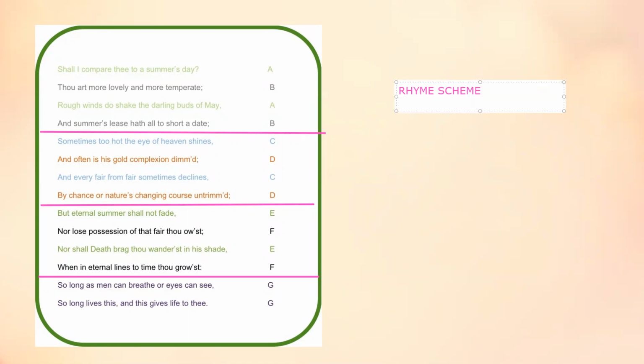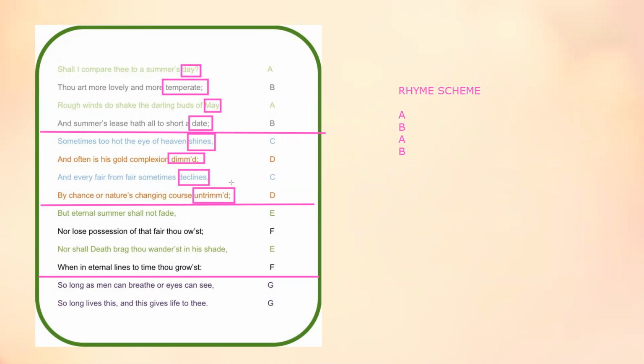Our rhyme scheme for the first stanza is A, B, A, B. For the second stanza, it's C, D, C, D. Third stanza, E, F, E, F. Basically, what that means is that the last words of lines 1 and 3 and the last words of lines 2 and 4 rhyme with each other. So day rhymes with May, temperate rhymes with date. Same as shines and declines, dimmed and untrimmed.